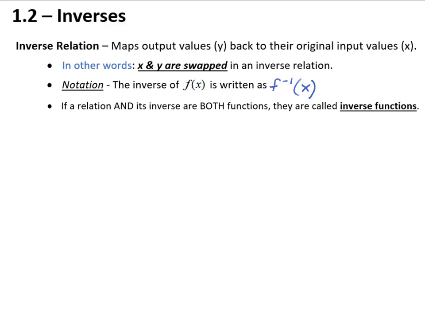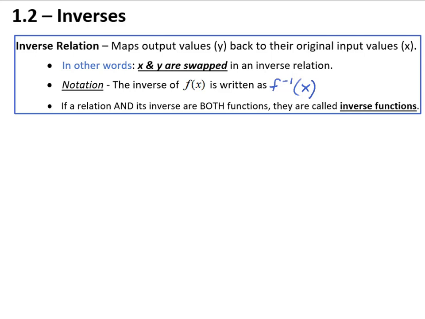If a relation and its inverse are both functions, if they would both pass our vertical line test, or every x has exactly one y, they are called inverse functions. Okay, but that's only if both a relation and its inverse qualify as functions. We call them inverse functions. You don't have to worry about this too much. Okay?